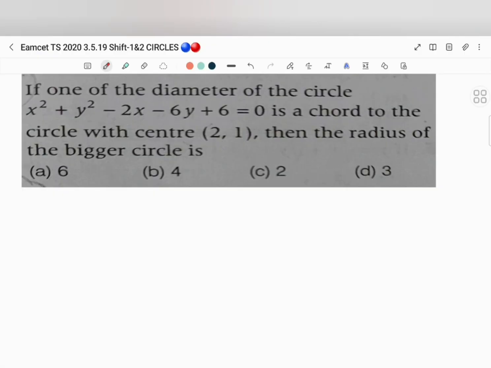If one of the diameters of the circle x square plus y square minus 2x minus 6y plus 6 equal to 0 is a chord to the circle with center 2 comma 1, then the radius of the bigger circle is. So here, to understand the question, the circle center is 1 comma 3, no? So this is the given circle whose center is 1 comma 3, dear students.